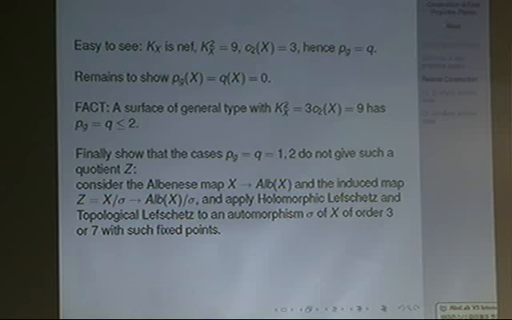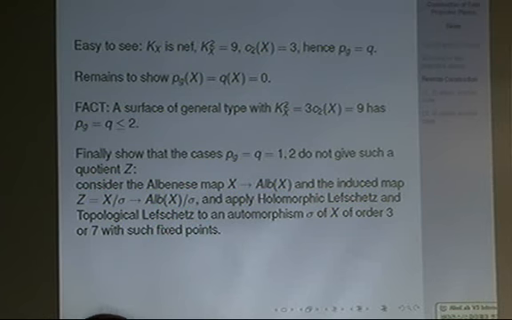And then finally show that the case PG equal Q equal 1 or 2 does not give such a quotient. Here I use the Albanese map. So consider the Albanese map. In this case, 1 or 2, then you have holomorphic one-forms. You can think of the integral of these one-forms over a curve. You fix one point, and then given any point, you can think of the arc or path connecting the fixed point to this given point, and then you can think of the integral. So this map is given by this integral.